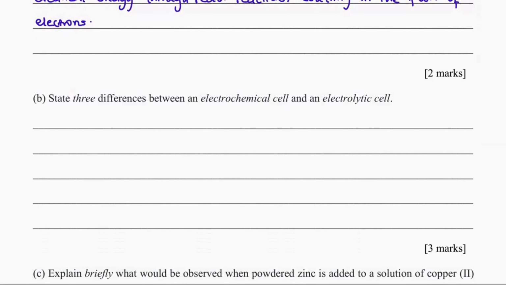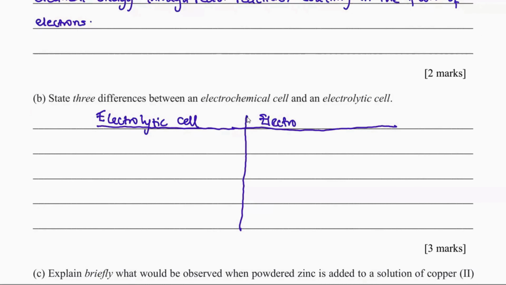Now, the next question is the difference between an electrochemical cell and an electrolytic cell. A befitting way to answer such questions is by drawing a table to show the differences, where we make this side our electrolytic cell and this side our electrochemical cell. Now, the difference number one.